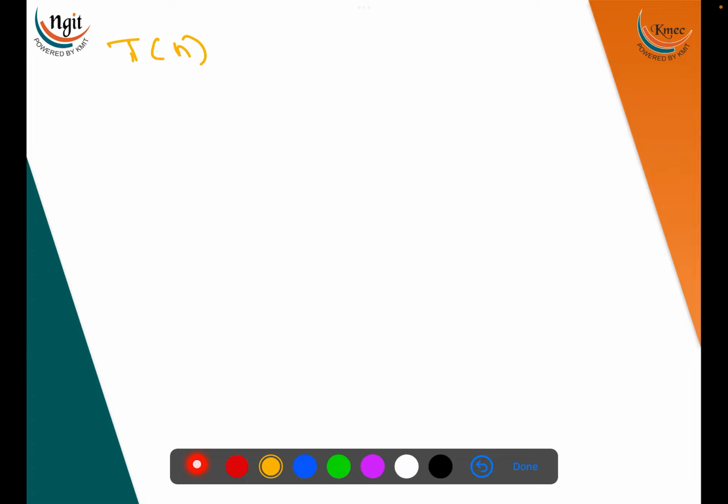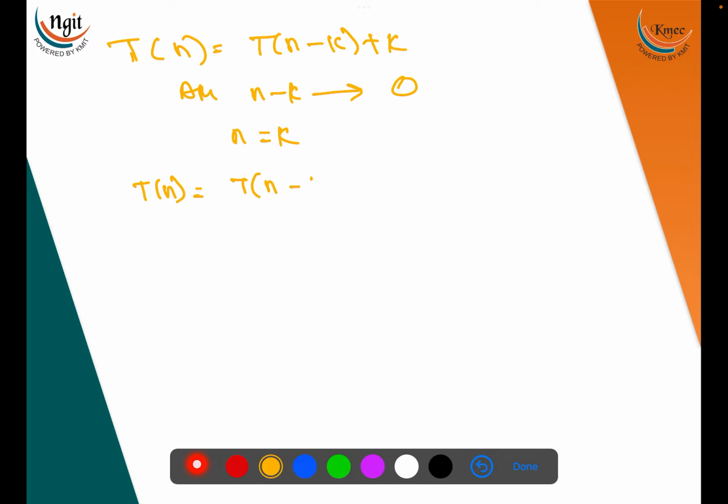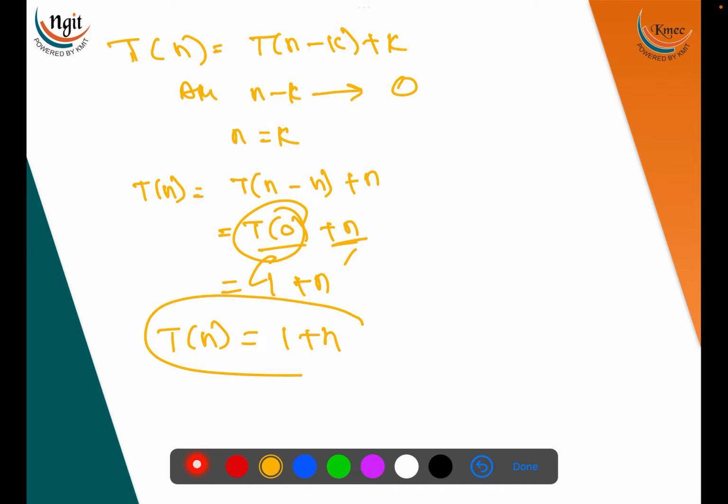T of n is equal to T of n minus k plus k, right? Now assume that n minus k reaches 0, that is n is equal to k. Now T of n is equal to T of n minus n plus n, where T of 0 plus n. T of 0 we know from the recurrence relation, which is 1, plus n. T of 0 value is 1 and n is as it is. So finally T of n is equal to 1 plus n, the same n plus 1 times as we got from the recursive tree or tracing tree, right?